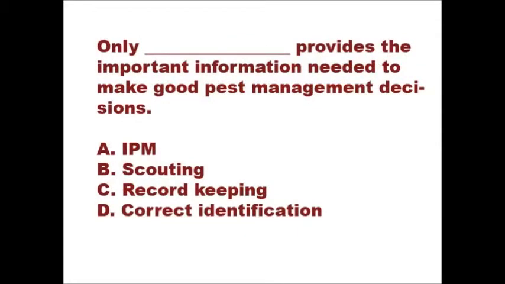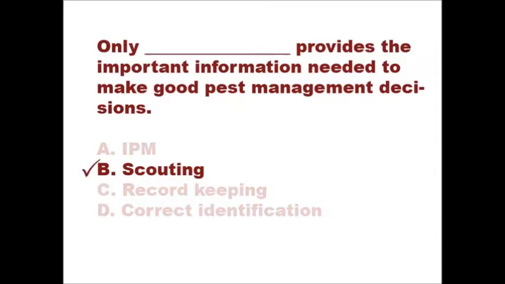Only blank provides the important information needed to make good pest management decisions. A. IPM, B. Scouting, C. Record keeping, D. Correct identification. If you selected B. Scouting, then you answered correctly.